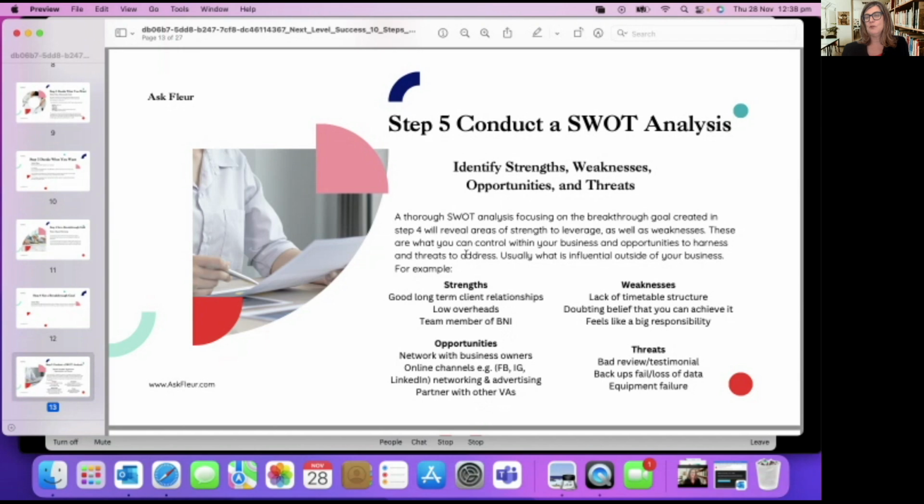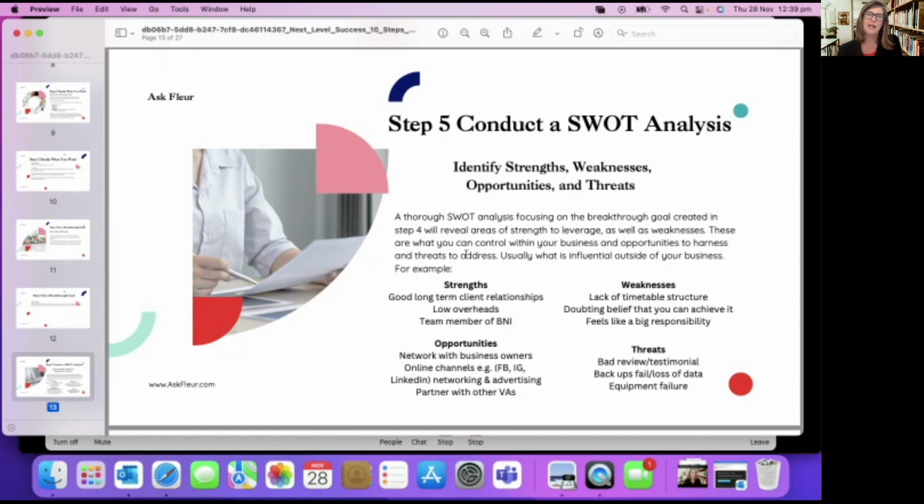And threats are concerns that if you got a bad review or testimonial, what impact that would have, loss of data, or your backups fail, or just general equipment failure, your computer failed, or your internet failed, and things like that. So looking at the potential threats there and risks to the success of your business. So it's just a reality check, and it's a moment in time. So this will change all the time.